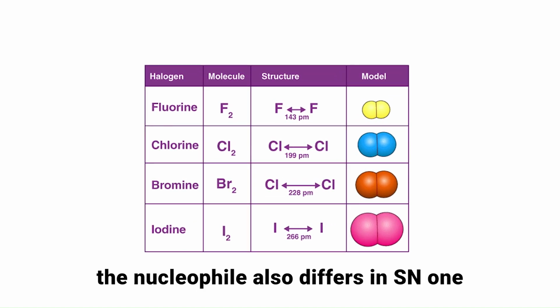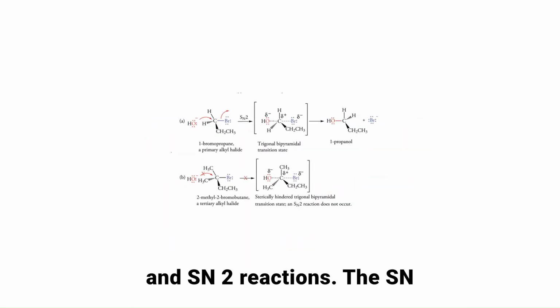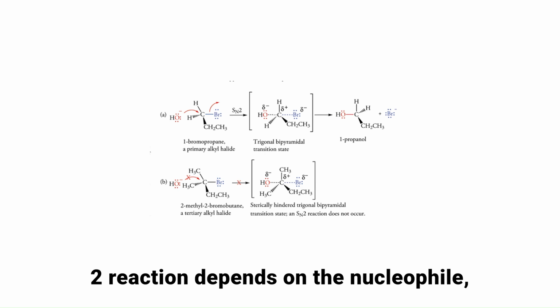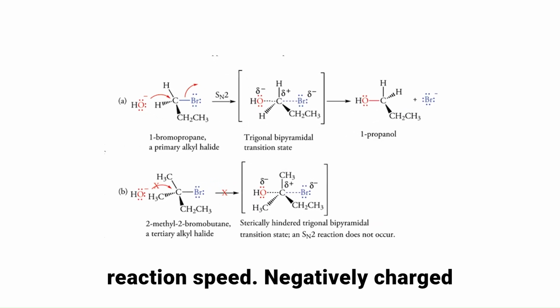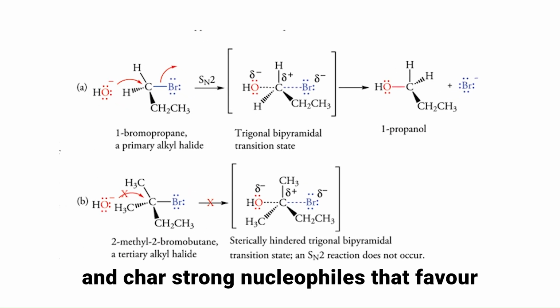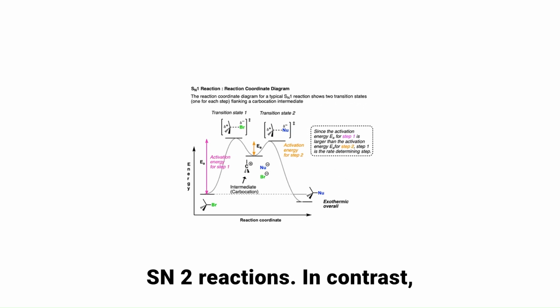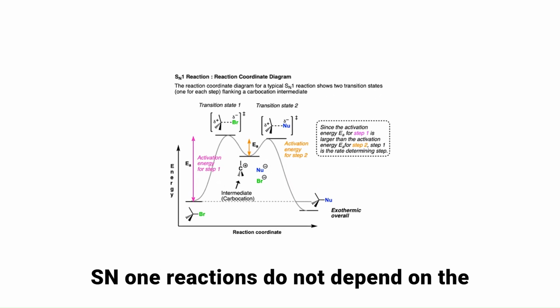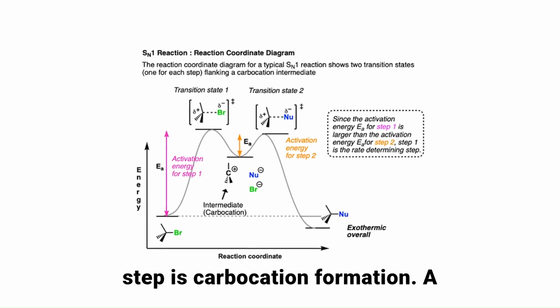The role of the nucleophile also differs in SN1 and SN2 reactions. The SN2 reaction depends on the nucleophile, and a strong nucleophile increases the reaction speed. Negatively charged or soft nucleophiles such as OH-, CN-, and Cl- are strong nucleophiles that favor SN2 reactions. In contrast, SN1 reactions do not depend on the nucleophile because the rate-determining step is carbocation formation.